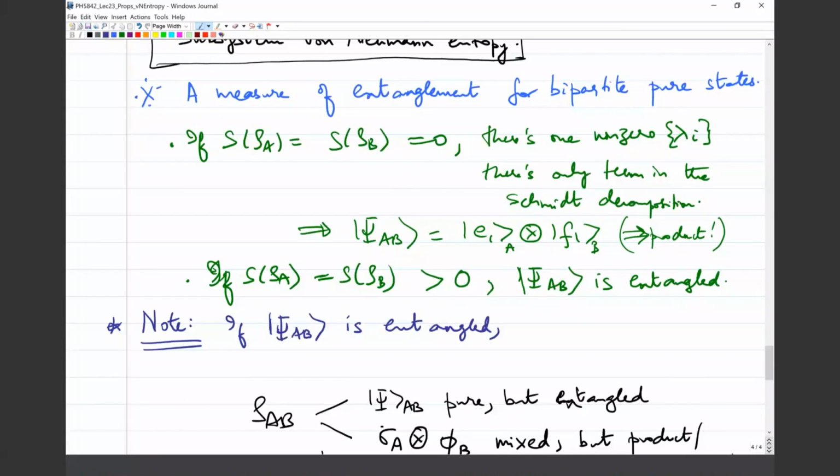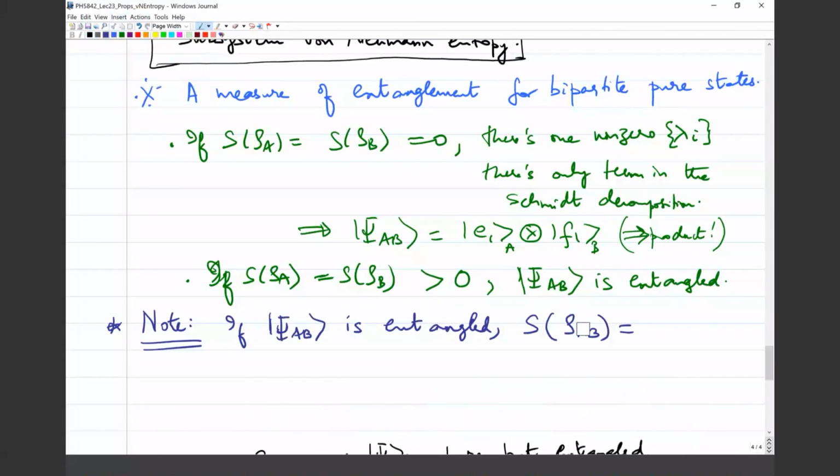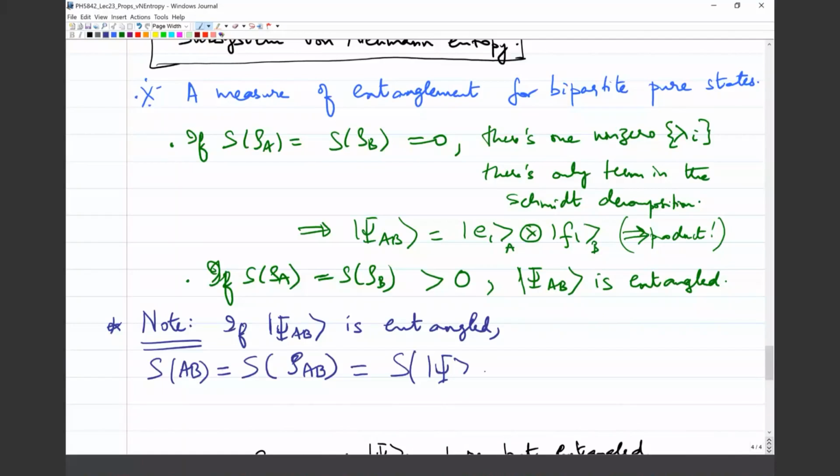What is the entropy of the joint state? Yes. Rho AB is a pure state, right? So what is its entropy? What is the entropy of the joint AB system together? It should be 0, right? Pure state. Indeed. So this is the entropy of a pure state, and so this should be 0.